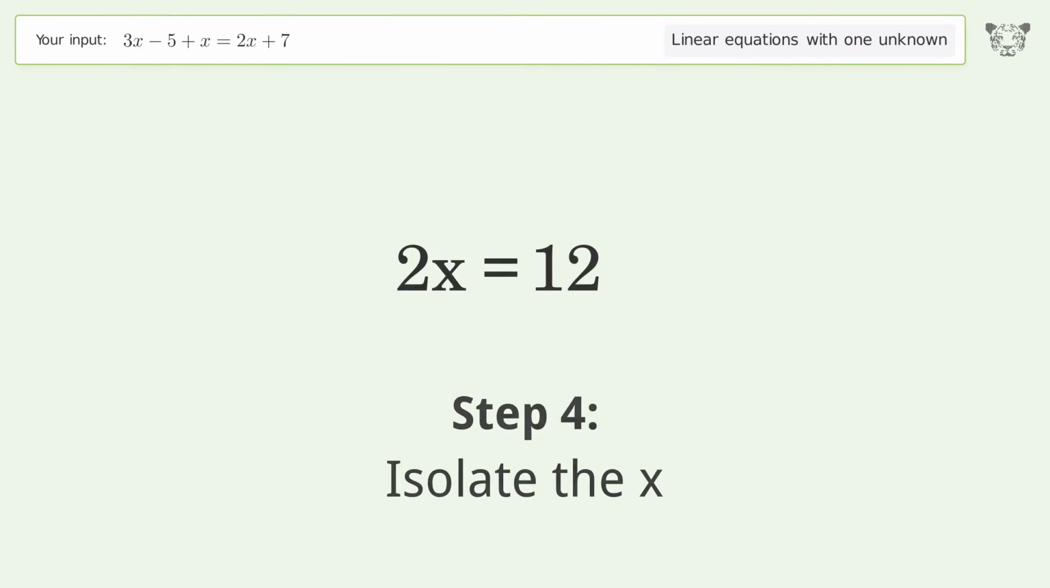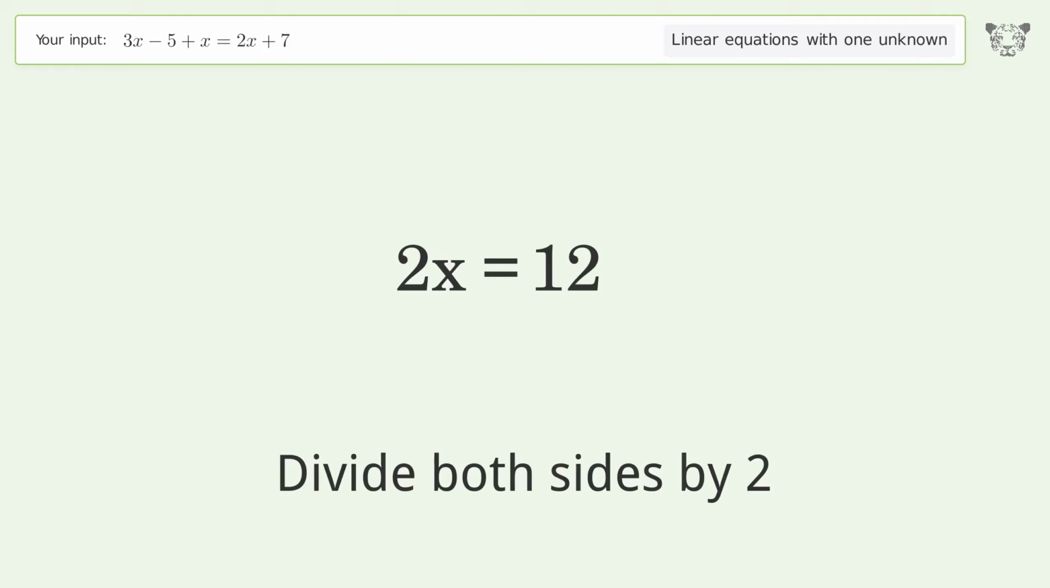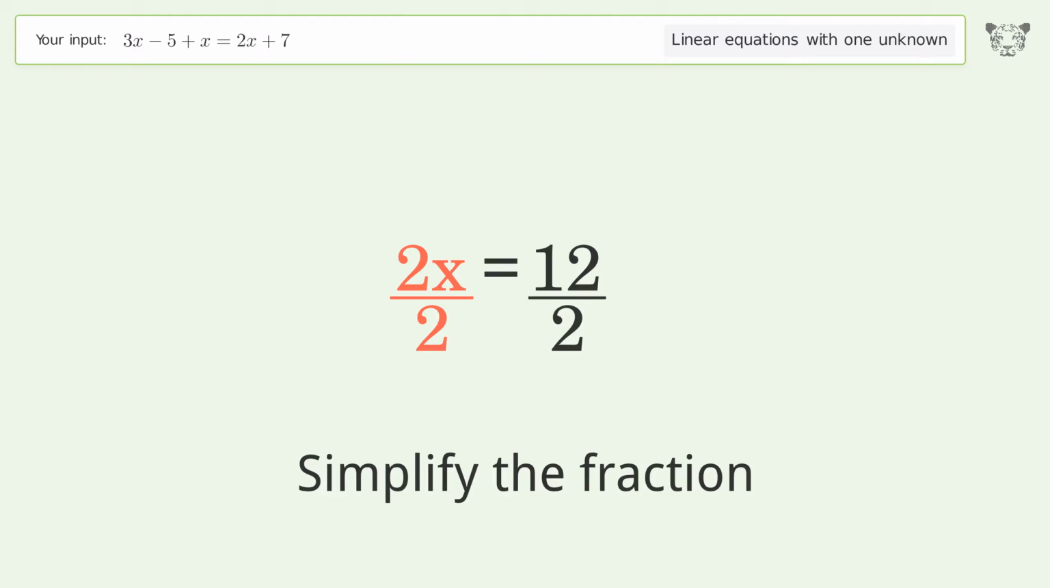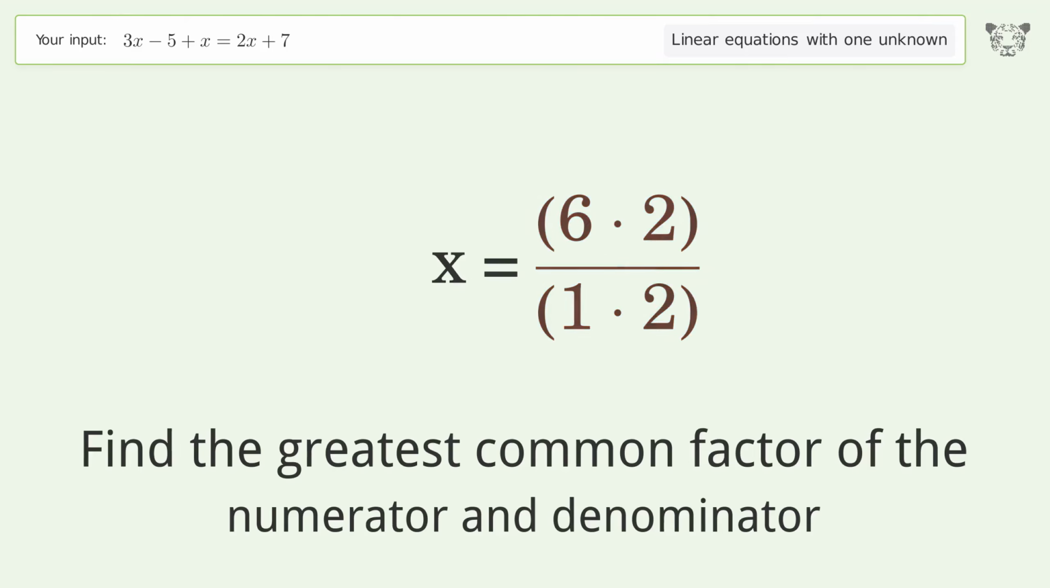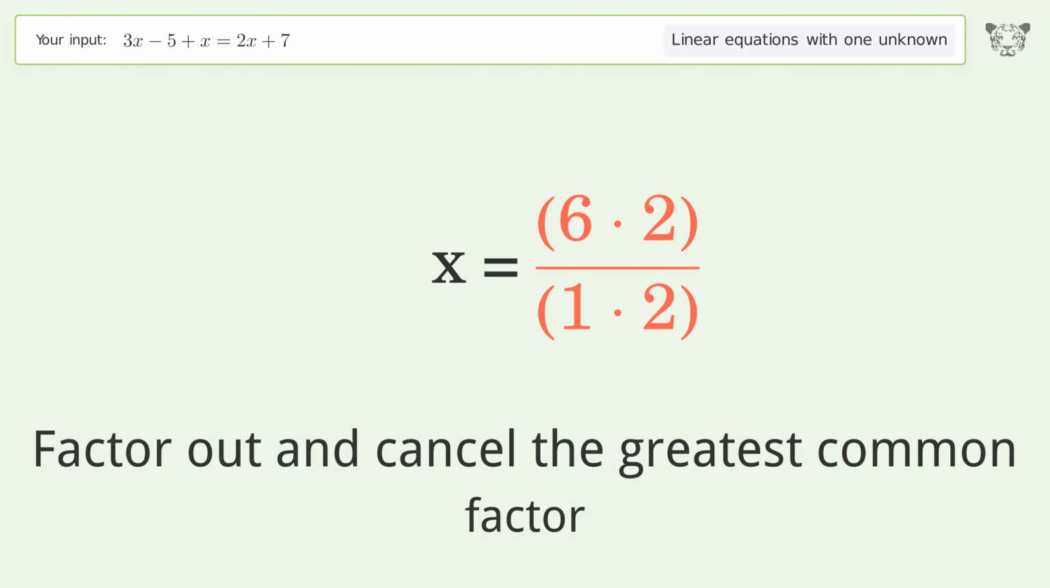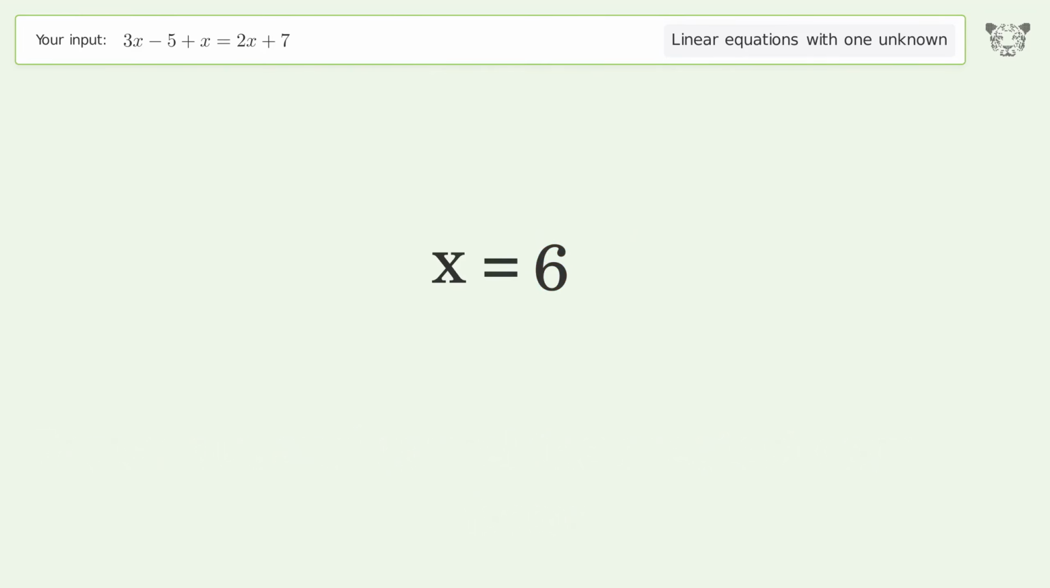Isolate the x. Divide both sides by 2. Simplify the fraction. Find the greatest common factor of the numerator and denominator. Factor out and cancel the greatest common factor. And so the final result is x equals 6.